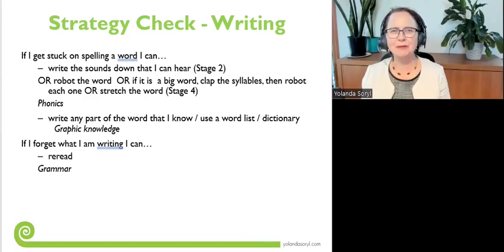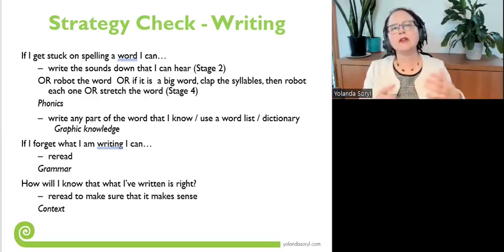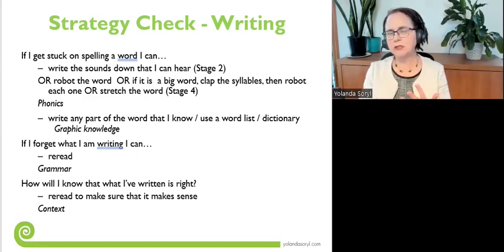That's a really common problem for a lot of tamariki. They start writing, then halfway through they forget their sentence. So what can you do if you forget what you're writing? I can reread it. That's turning on the grammar searchlight. And what will you do to make sure that what you have written is right? I can reread it to make sure it makes sense. So rereading works on structure as well as context.